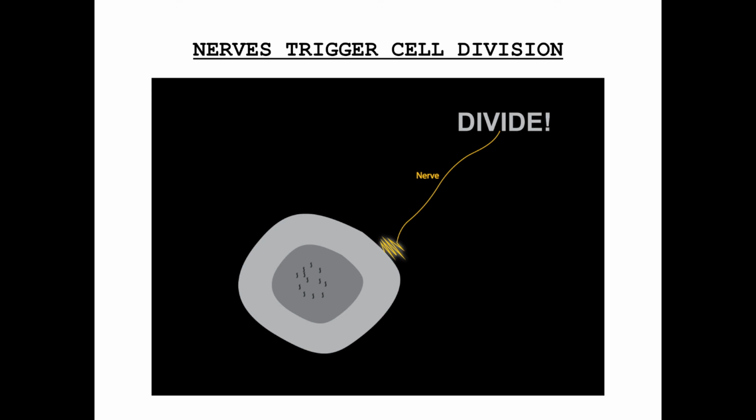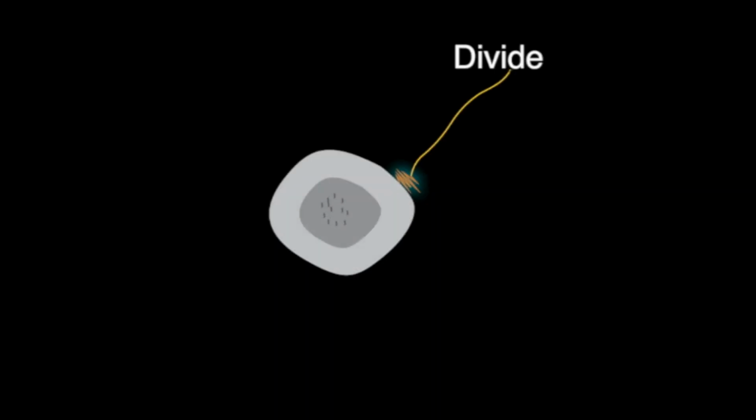So here is the essence of neurotrophism. The relationship between nerves and growth is that sensory nerves trigger cell division. Nerves stimulate mitosis of other cells, that is, they make them divide. They say, divide, divide, divide. It's a simple message. Thus, nerves initiate growth.